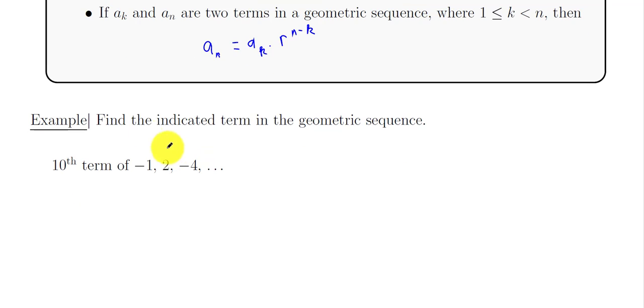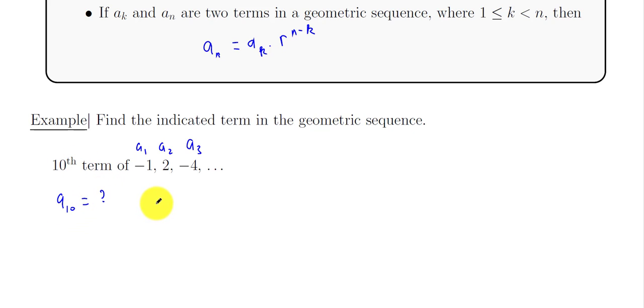Example 1. Find the indicated term in the geometric sequence. You are given three numbers in the sequence and we are asked to find the 10th term. The first term a_1 is minus 1, the second term a_2 is 2, and the third term a_3 is minus 4. We are trying to find a_10, the 10th term in this sequence.